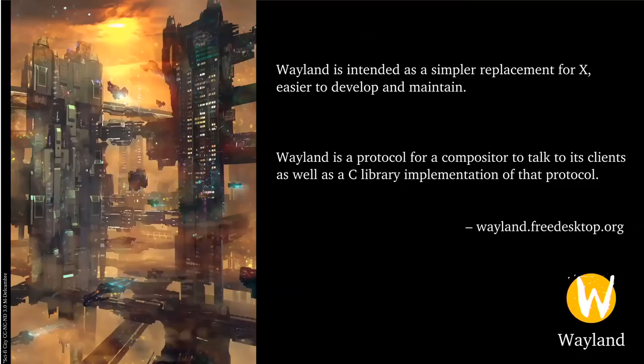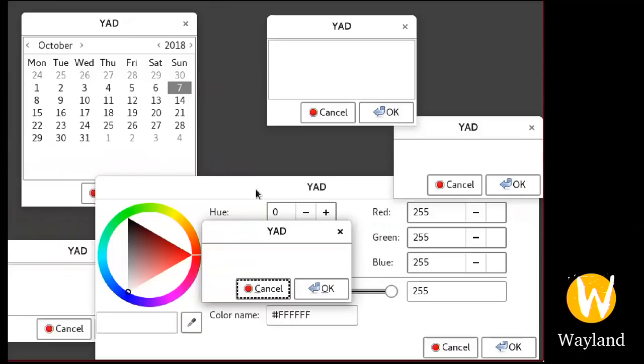And there's the first sentence. Wayland is intended as a simpler replacement for X, easier to develop and maintain. So we can get an idea that people got sick of X and want something different. And we'll come back to that. But first, about the protocol. So we get an idea: client, compositor, and protocol.